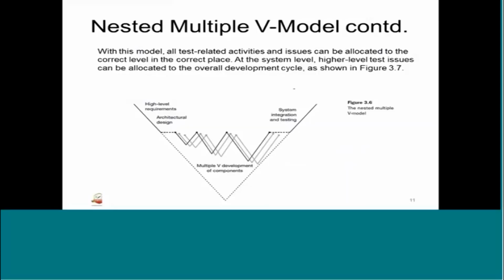So basically this is used in bigger or complex systems where we have numerous features identified for numerous components. So that is the significance of the multiple V model's applicability in terms of nested nature.